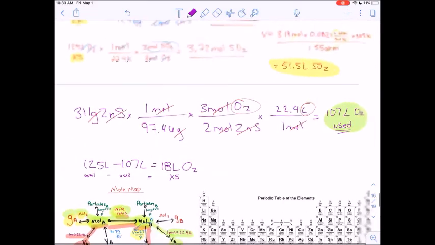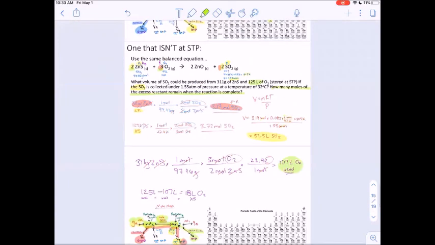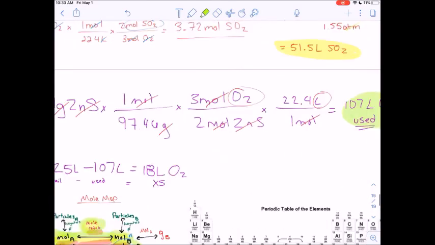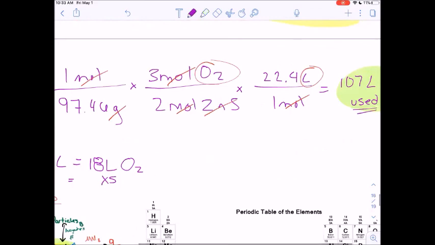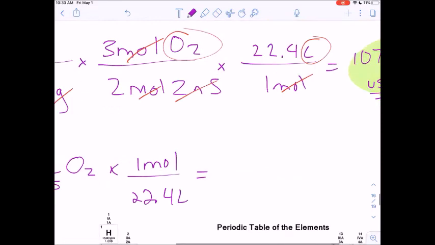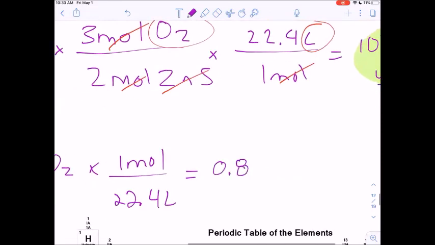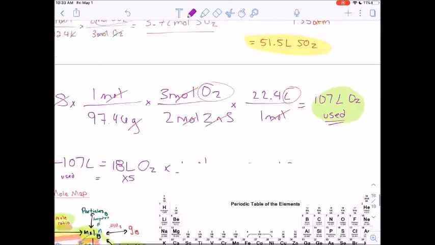But again, it didn't ask me for my final answer in liters, so I need to do one more conversion. It asked me how many moles of it I have left over. So my final conversion, this is at STP, so times 1 mole over 22.4 liters will give me my final answer. So I plug that into my calculator and I end up with 0.80 moles of oxygen that is not being used. So this is my final answer. This is my excess amount of oxygen after this reaction is complete.